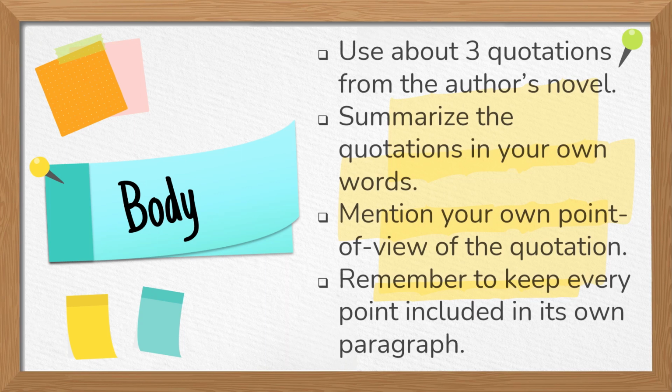The next part is the body. This is the analysis and evaluation part of the review or critic paper. In writing the body of the paper, you may use about 3 quotations from the author's novel. Then, summarize the quotations in your own words. You may also mention your own point of view of the quotation. And remember to keep every point included in its own paragraph.